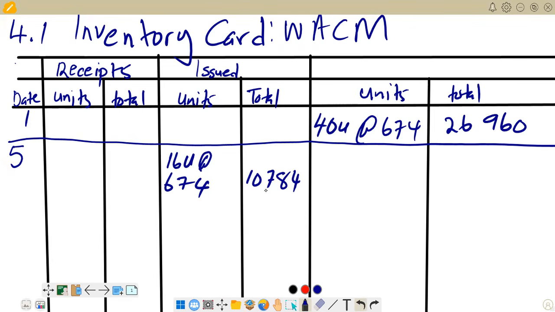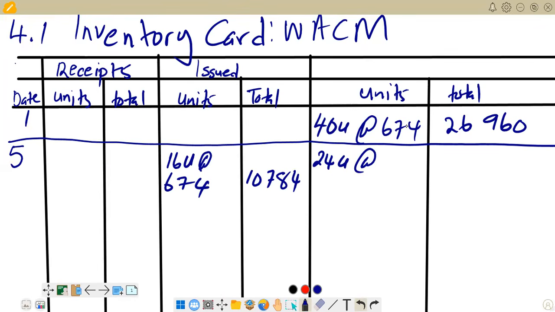When we've done that, we have to summarize the balances at the end now. After issuing, what do we have there? These units went out, so they are reducing this one. If you say 40 minus 16, we are going to get 24. It means we are now left with 24 units.